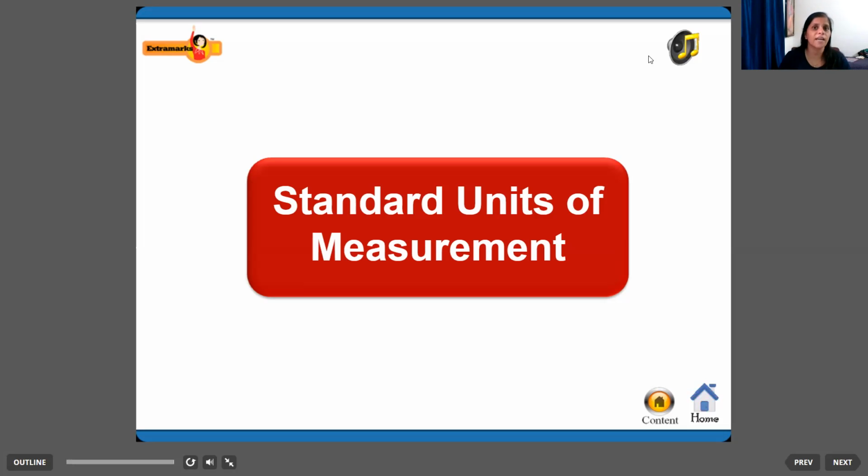So in 1790, the French created a standard unit of measurement called the metric system. For the sake of uniformity, scientists all over the world have accepted a set of standard units of measurement. The system of units now used is known as the International System of Units, SI units. The SI unit of length is the meter.